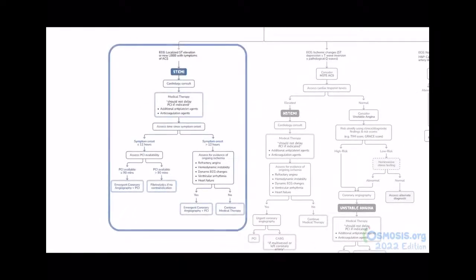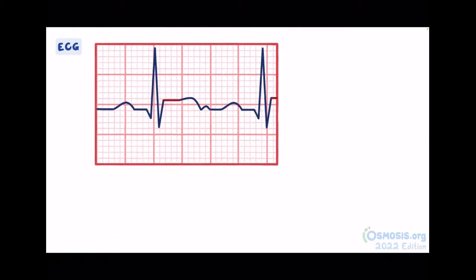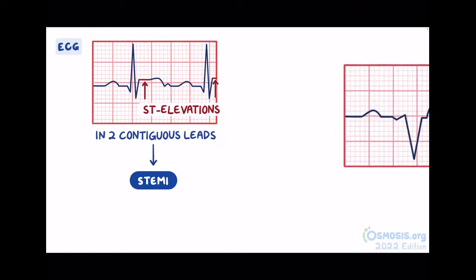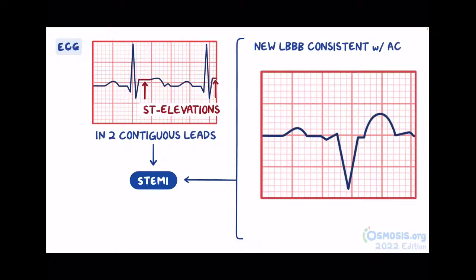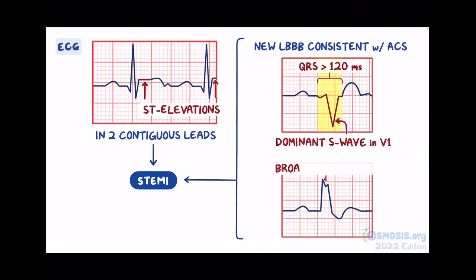Okay, now that you've done the initial assessments and acute management, it's time to check the ECG results for STEMI. If ST segment elevation is seen in 2 contiguous leads, it confirms the diagnosis of STEMI. However, a left bundle branch block, or LBBB, can mask ST elevation, so the diagnosis can also be made if there's a new LBBB with a presentation consistent with ACS. LBBB typically presents as QRS longer than 120 milliseconds, a dominant S wave in V1, broad-notched R waves, and absent Q waves in the lateral leads, like V6.